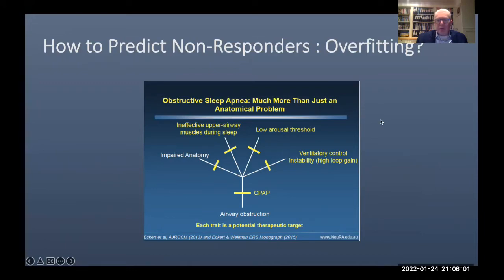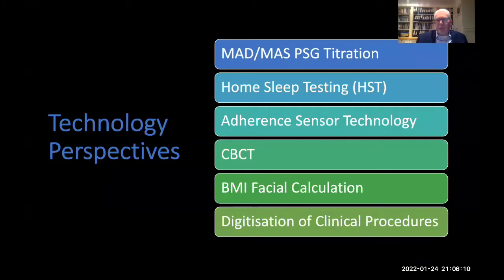So we can do our part and contribute, but we may not be able to completely ablate or completely solve the problem all the time. But we have a relatively predictable outcome. So in terms of technology perspectives, well, just look at a couple of these things.